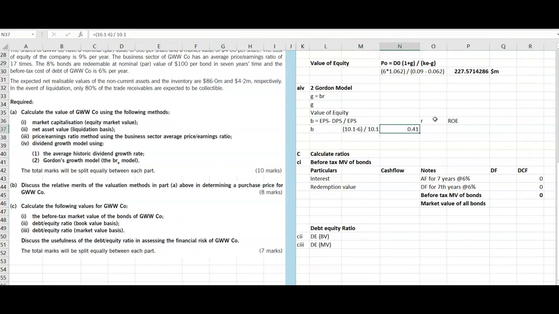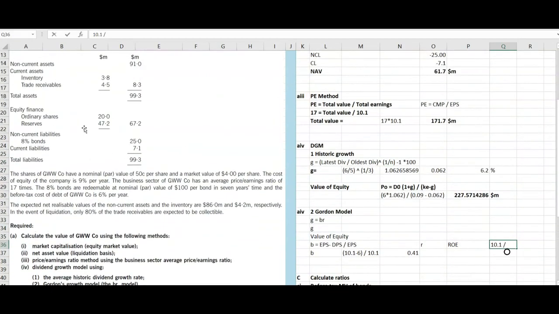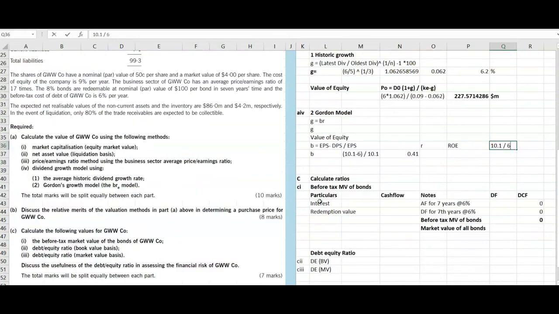Okay, so the B has come to 0.41. So now we have to find out the R. The R is an ROE. So ROE refers to return on equity. So return on equity can be: the numerator is the profit after tax and the denominator is the equity. So the equity in this company is this number, 67.2. So we have to find out 67.2. So this will give us our answer. So that comes to 0.15.